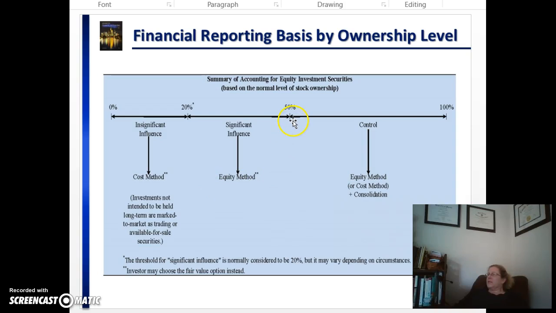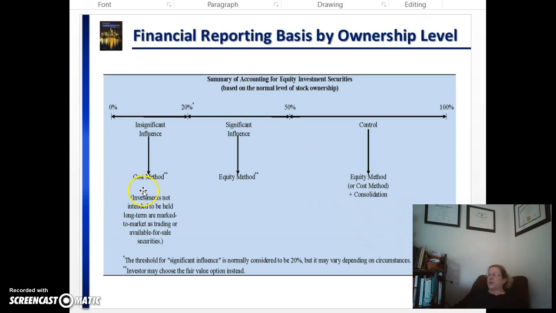And then if it's above 50%, all the way up to 100, then we would say that they can exercise control, and they would use the equity method or the cost method. But also they have to use consolidation. That's when you would consolidate the financial statements.